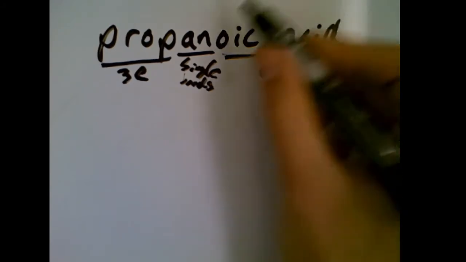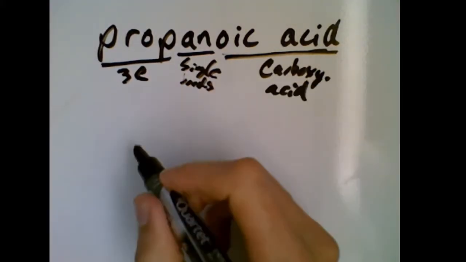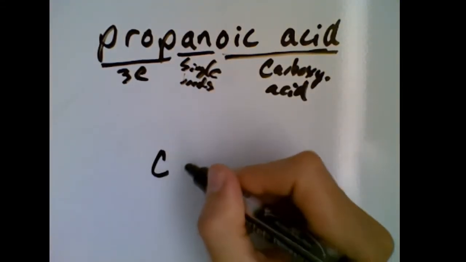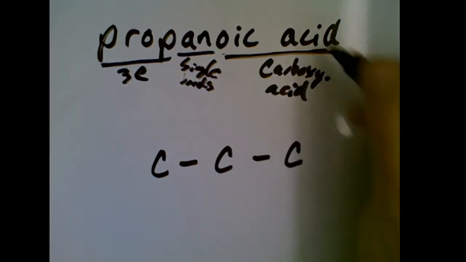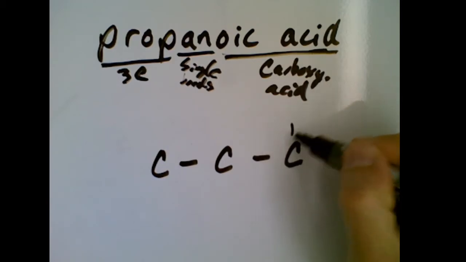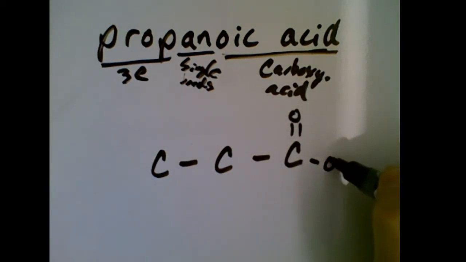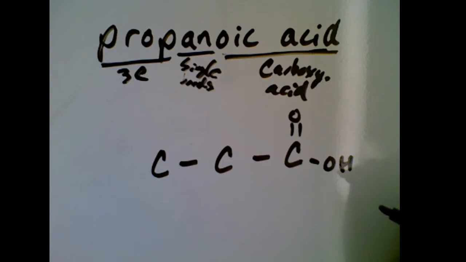So you know you have that carboxyl functional group. So what that means is I'm going to have my 3 carbons connected to each other. I have a carboxylic acid on one side. Now, it doesn't really matter which side you draw it on. You can draw it on whichever side you like.